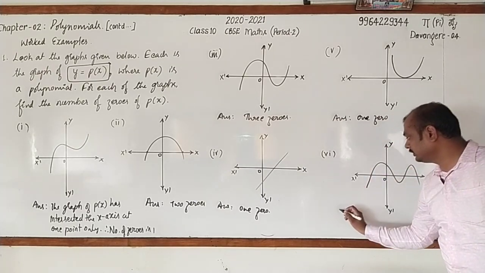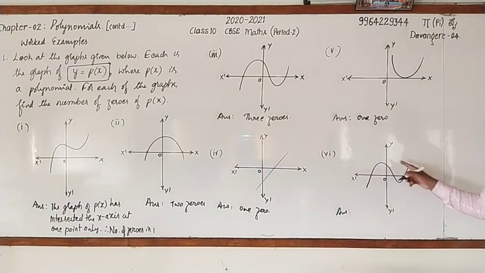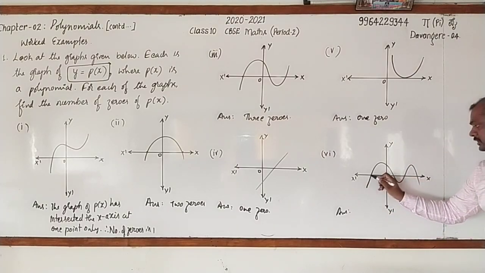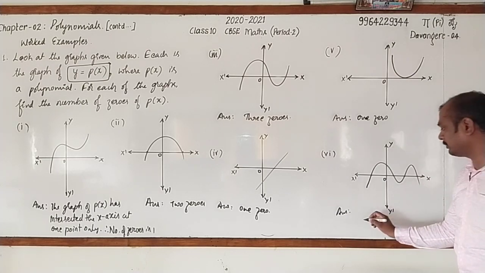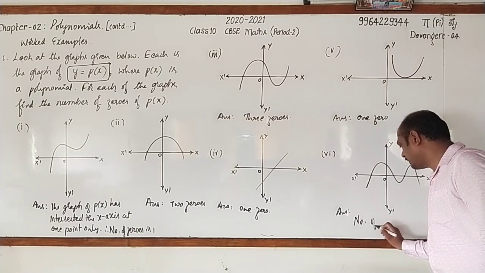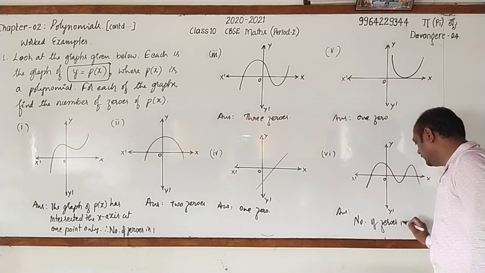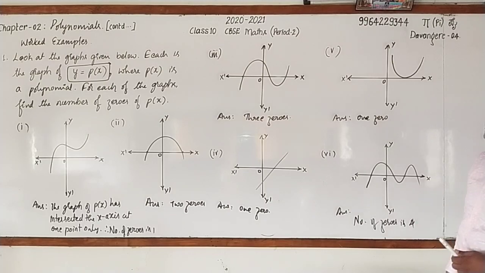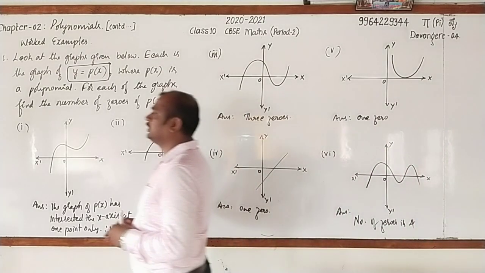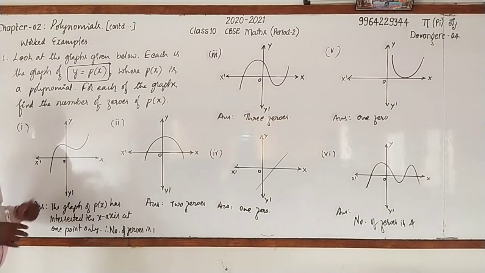Sixth one, in this case, the graph of the given polynomial has intersected the x-axis at 4 distinct points. Hence, number of zeros is 4. Clear? Then just by observing only, you go for telling the type of the polynomial.